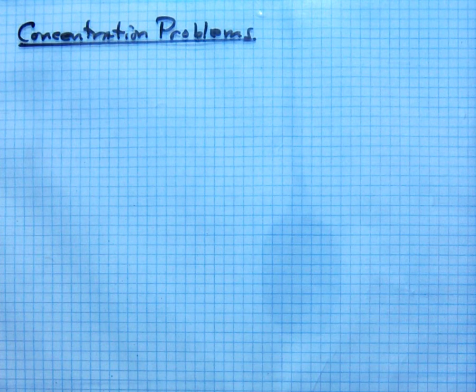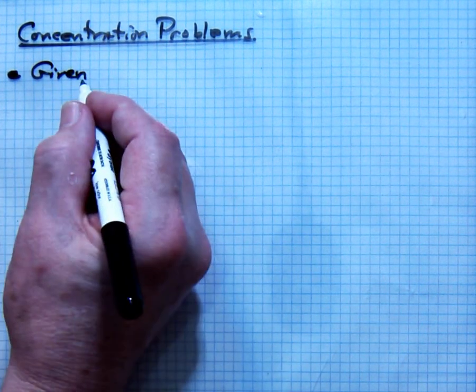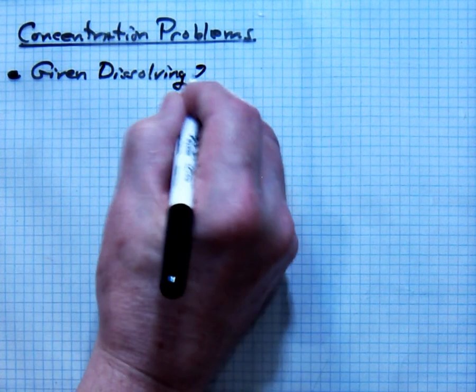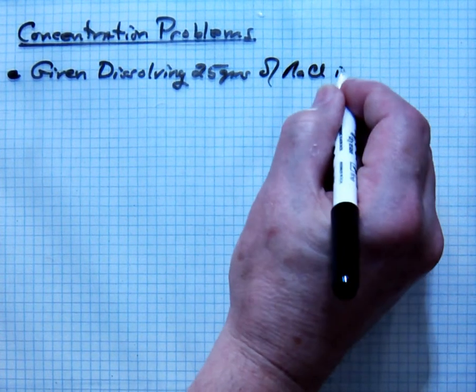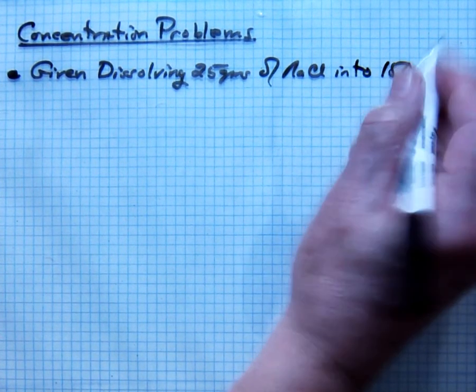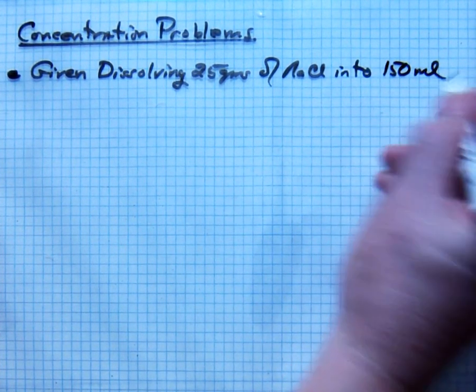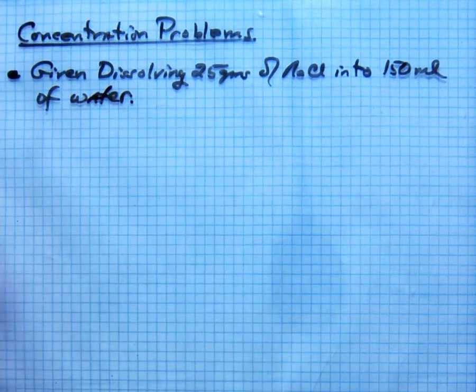Okay, so here's some types of concentration problems you're going to be looking at. Let's say you're given a problem where you are dissolving 25 grams of sodium chloride into 150 milliliters of water. Okay, what's the solubility in grams per milliliter?